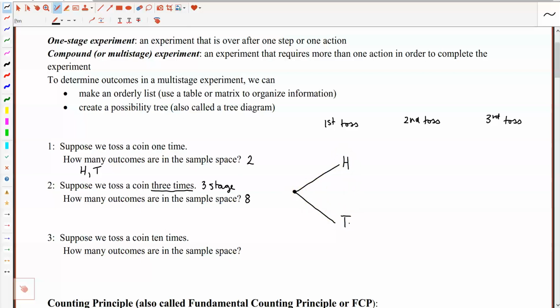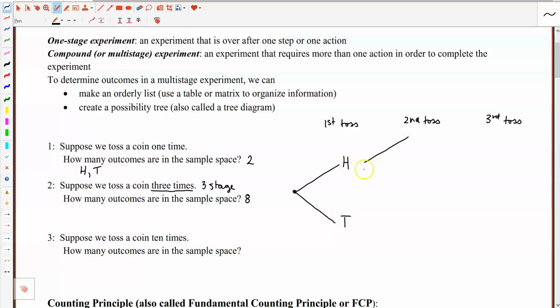Heads or tails. Now notice that I am keeping the outcomes stacked and aligned, so we want this to look orderly and neat so that we can get an idea of what's going on in each stage of the experiment. So that's what can happen on the first toss of the coin. I could get a heads or a tails. Now what could happen on the second toss of the coin? Well, you toss a coin the second time, you could get a heads or a tails, right? You still have those 2 outcomes.